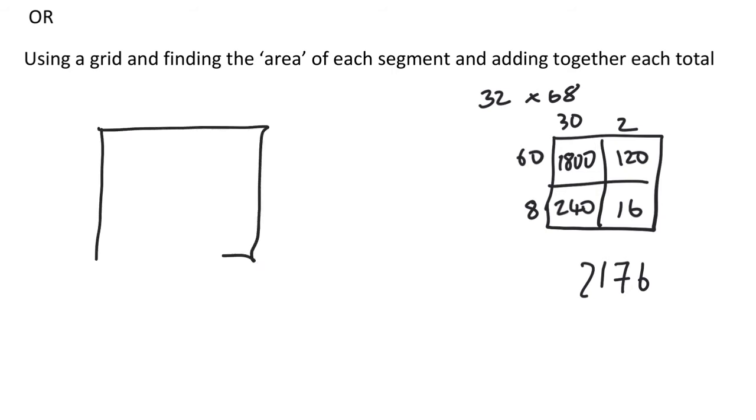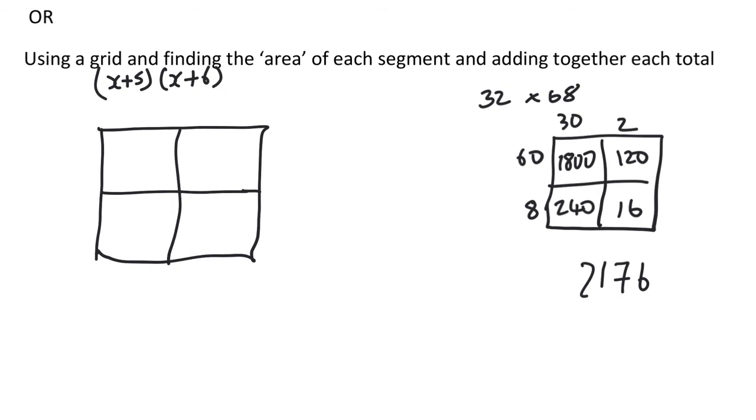I'm going to draw our grid. And the two brackets, remember, were x plus 5 and x plus 6. So that's made up of an x and a plus 5. And down the left-hand side, we'll write x and plus 6. And what we do is we look at that and find the area.